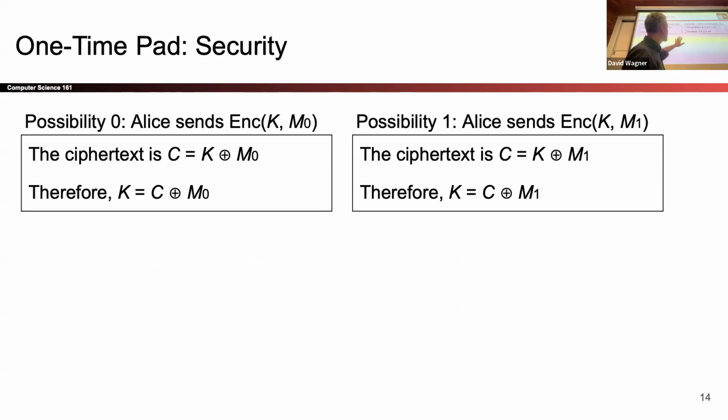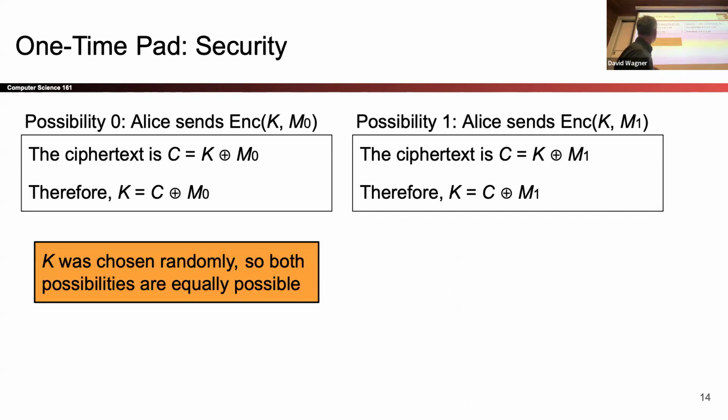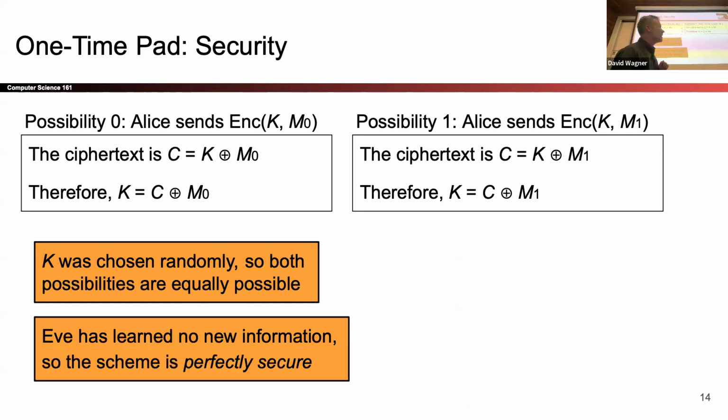Okay, so if you want to look through the slides, you can see a mathematical proof of this, but I've sketched it for you already. One possibility is that the key was C XOR M0, and the other possibility is that the key was C XOR M1. And both of these possibilities are equally likely. And so the best that Alice can do at guessing which of these 2 possibilities we're in is, they're both equally likely, 50-50.